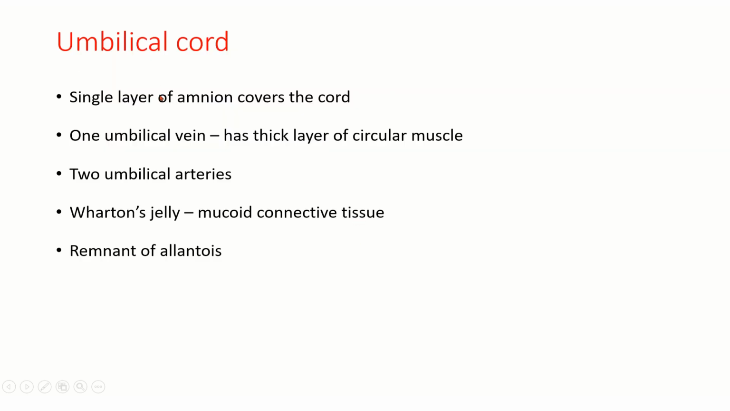Next, the umbilical cord. It is covered by a single layer of amnion. There is one umbilical vein. The speciality here is this umbilical vein is having a thick layer of circular muscle. Usually in veins we see a thick layer of longitudinal muscle, but the umbilical vein is having a thick layer of circular muscle, and two umbilical arteries are present, and Wharton's jelly is present, which is a mucoid connective tissue, and sometimes there might be a remnant of allantois.